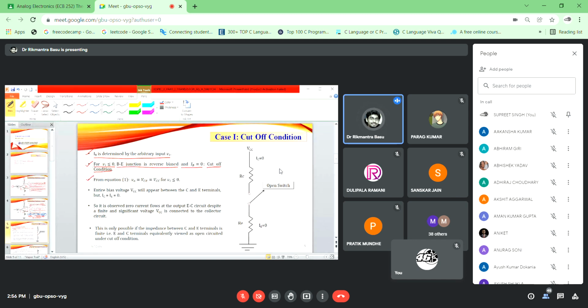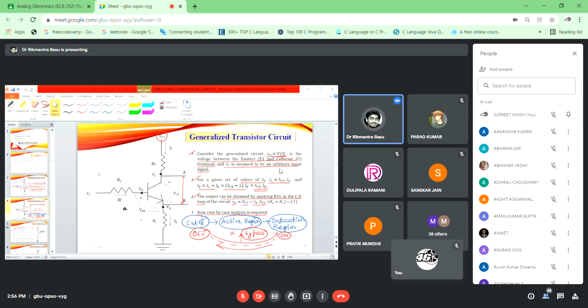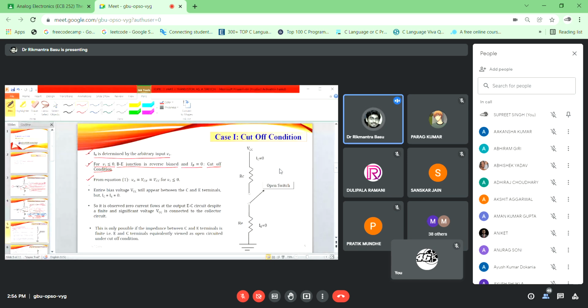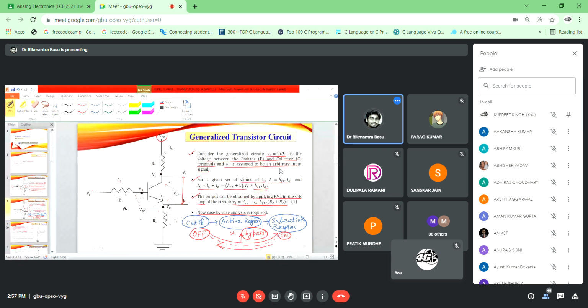So if you take the same equation, that is equation 1, which we derived after applying the KVL, and apply the same condition, that means IB equals 0, then from equation 1 we get V0 equals VCE, which is nothing but your VCC, for Vi less than or equal to 0. So see what a beautiful condition this is. If your Vi equals 0, there is no current flowing, IB equals 0, that means what? Your IC is also equal to 0, but a full voltage VCC is appearing at the output.